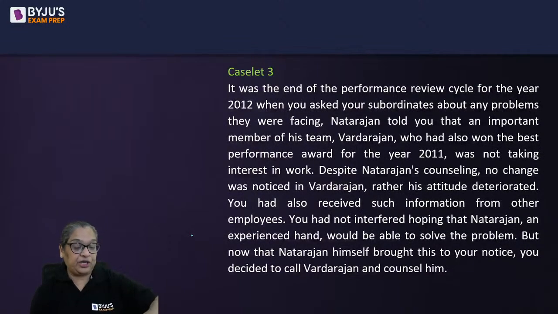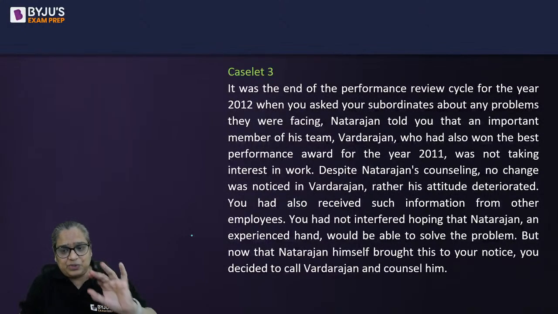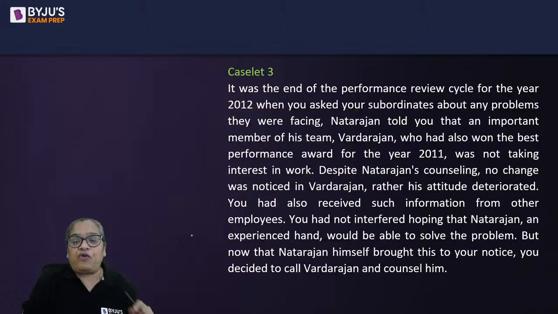Let's quickly finish it. Third case. This is an HR case. I chose it among three or four others, but I thought this was good. It is the end of the performance review cycle for 2012, and you're asking your subordinates about any problems they were facing. Natarajan told you that an important member of his team, Vardarajan, remember, the main player here is Vardarajan, had also won the best performance award for the year 2011. Last year he won the best performance award.